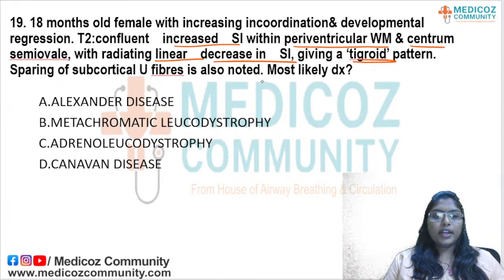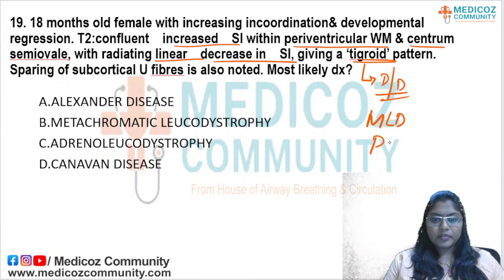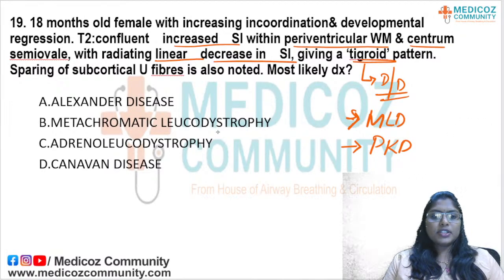So the most likely diagnosis is, the first thing you have to know is there are a few catchy words in radiology or in medicine which you are supposed to know the differential diagnosis and then eliminate the rest of them from the MCQs and mark the correct answer. So the differential diagnosis for tigroid pattern is first metachromatic leukodystrophy and pantothenate kinase neurodegeneration, which has another name too, but I don't want to confuse you. Metachromatic leukodystrophy and PKAN. The rest of the options, Alexander disease, adrenoleukodystrophy and Canavan's disease, we will see in the images.